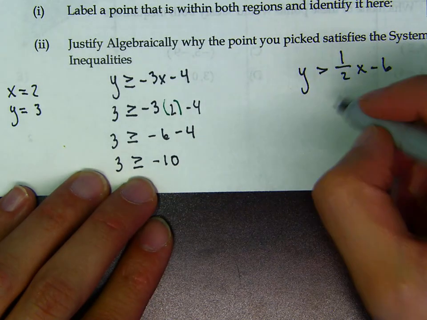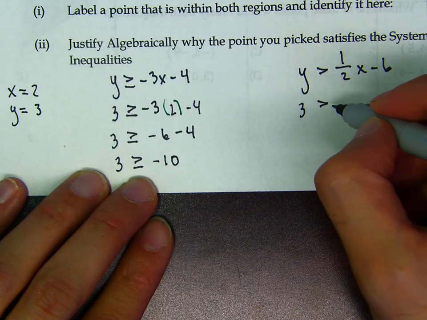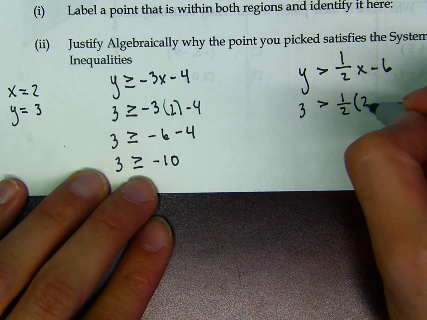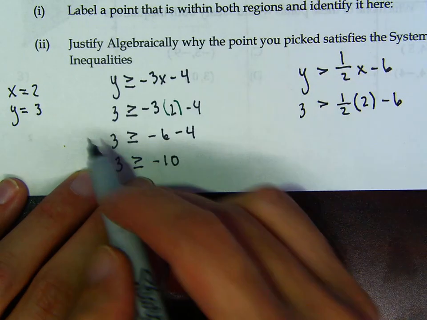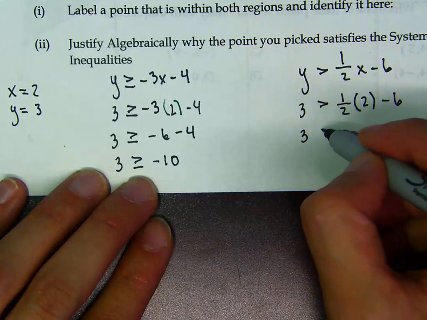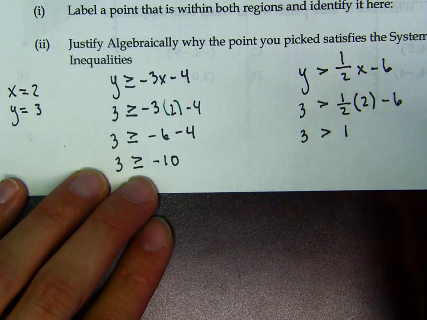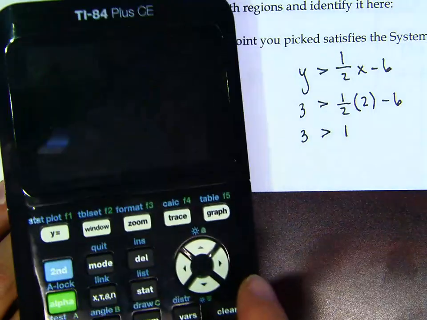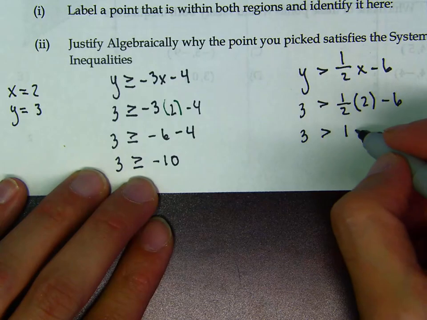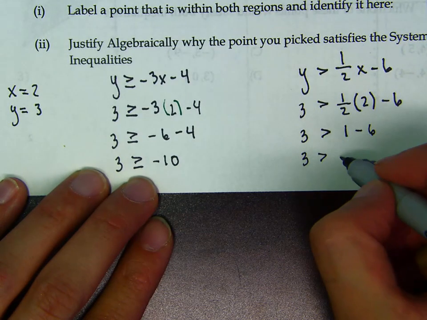Okay, well what about for this one? This is 3 greater than 1/2 of 2 minus 6, because x is still equal to 2. So 3 greater than 1/2 of 2 is 1, and you could put this into the calculator if you want to double check. 1/2 of 2 is 1, minus 6. 3 greater than negative 5.